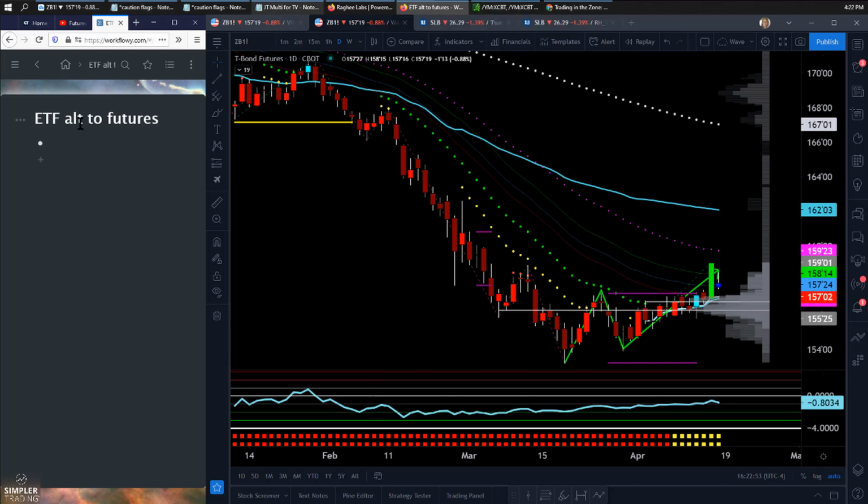These are ETF alternatives to futures, but I'll also talk about how we do this in the futures room, and also in my sector secrets room. So what do we do? First of all, some basic ones.